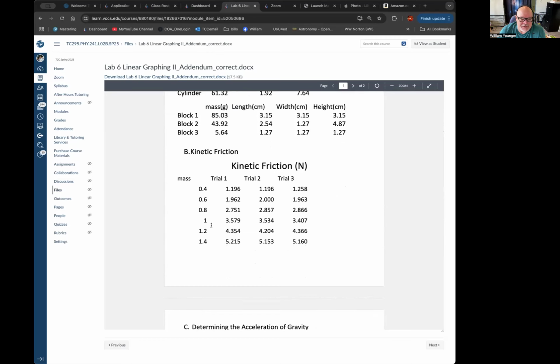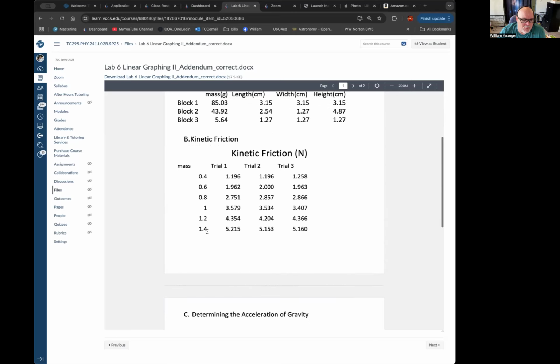In the kinetic friction case, here's your three trials. You're going to have to take the average of these three trials to make the data point for the plot, and this is the mass that we use in each case. Technically, I think it's acceptable for you to assume that these masses were 0.400. I don't know why I wrote them in as if they're all 1 sig fig.